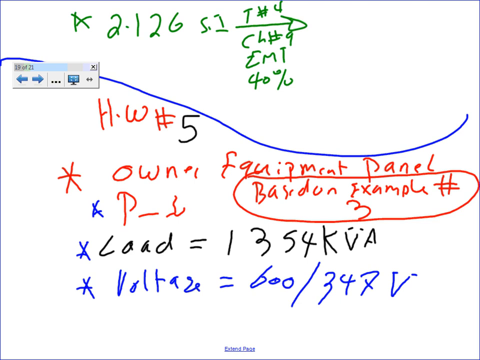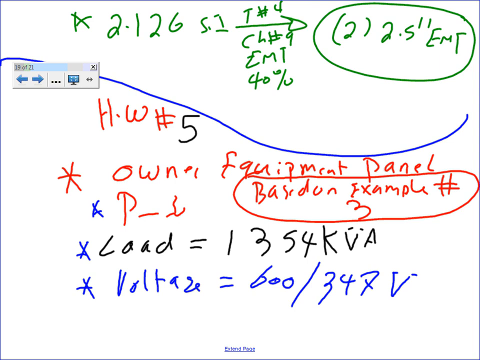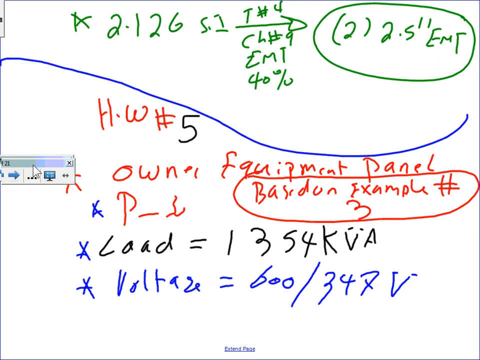All this will get you how many conduits? 2 conduits. Why 2? 2.5 inches EMT. Done. Why 2 conduits? Because we're paralleling. We are paralleling.